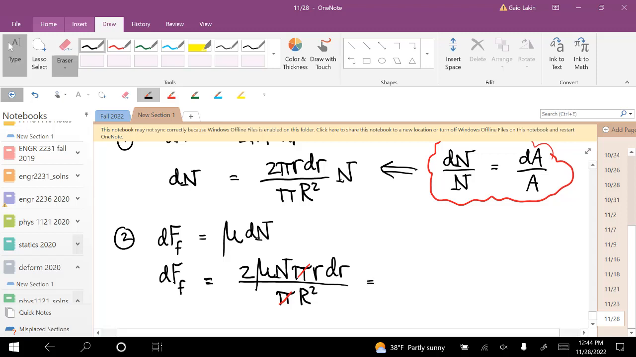Okay, so this is equal to 2 mu n little r dr over big R squared. Okay, so that's the force of friction.